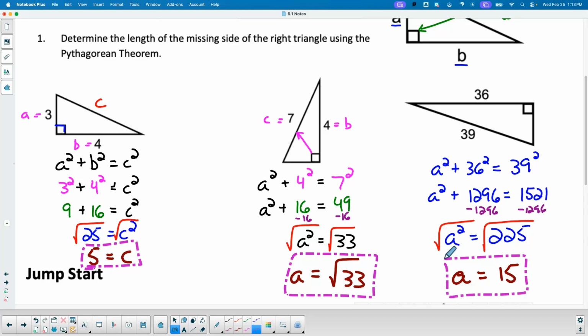I get A is 15 on that one. Or B if you chose B for this. But it's either A or B there. The missing side length is 15.